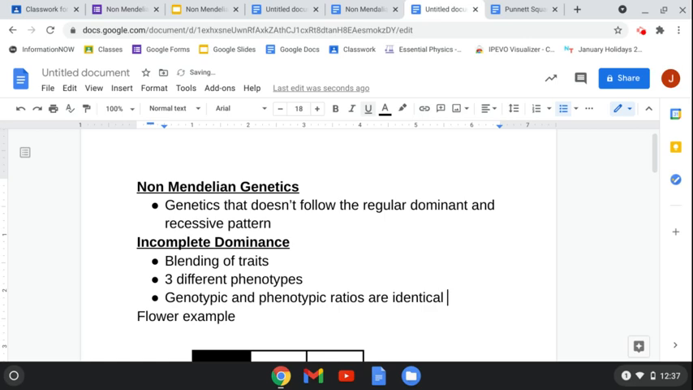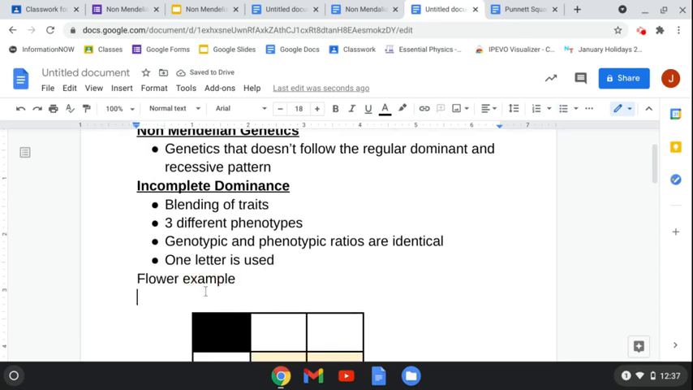And for this example, I'm going to use a flower example, the snapdragon. We're going to keep the same idea with regular Mendelian genetics, where we're going to use just one letter for this. When we talk about codominance, you'll see there's a little bit of a difference. So snapdragons are flowers that can be red and white, but they also can be pink.